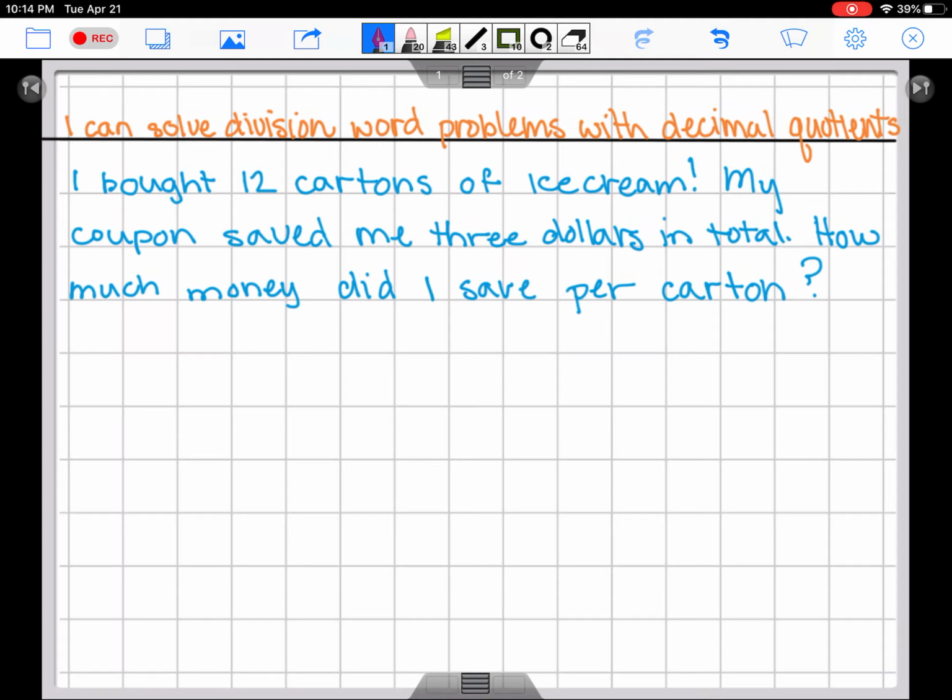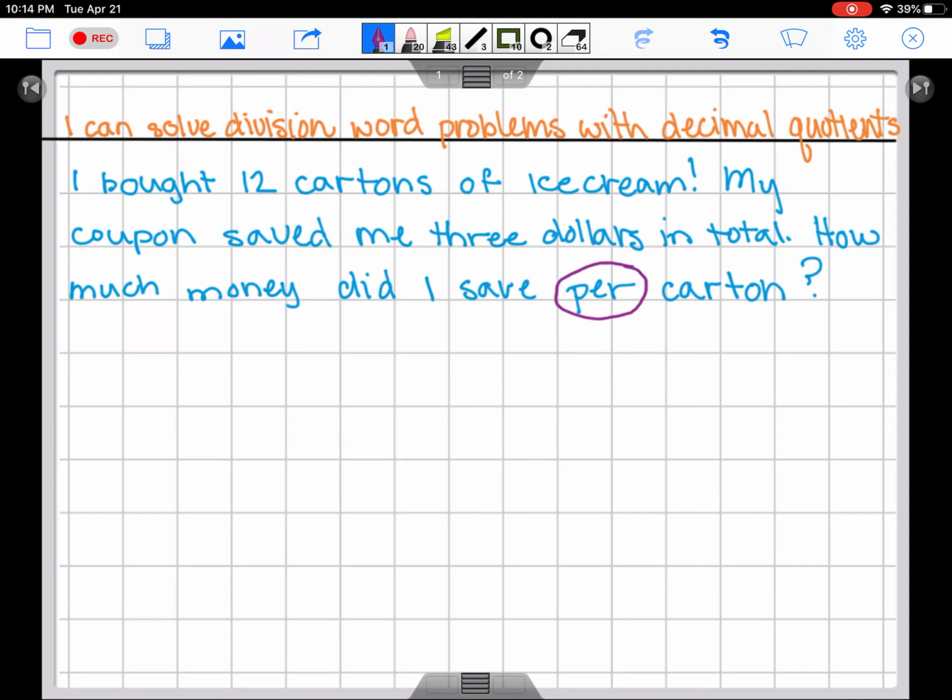It says, I bought 12 cartons of ice cream. Yum. My coupon saved me $3 in total. How much money did I save per carton? So right away we have to figure out, what are we dividing?